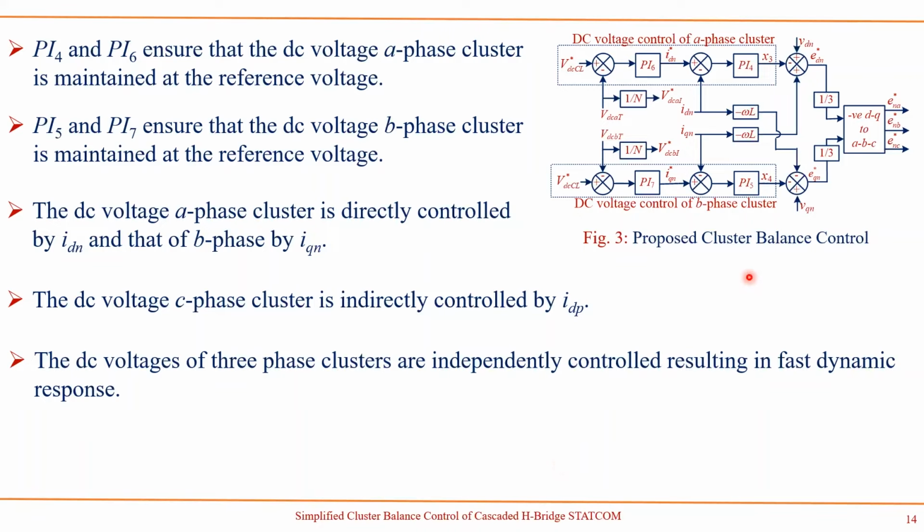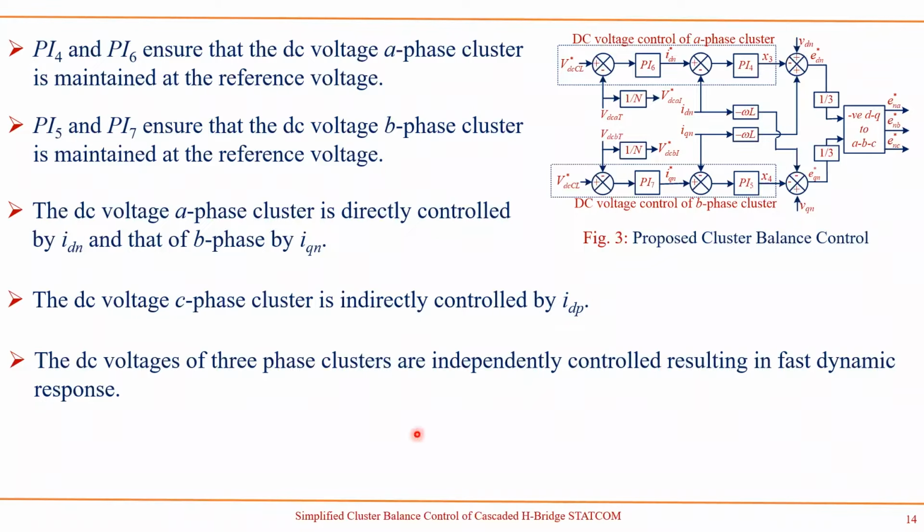The proposed cluster balance control is shown in figure 3. The PI controllers PI4 and PI6 ensure that the DC voltage of A phase cluster is maintained at the reference voltage. The PI controllers PI5 and PI7 ensure that the DC voltage of B phase cluster is maintained at the reference voltage. The DC voltage of A phase cluster is directly controlled by IDN and that of B phase by IQN. The DC voltage of C phase cluster is indirectly controlled by IDP.